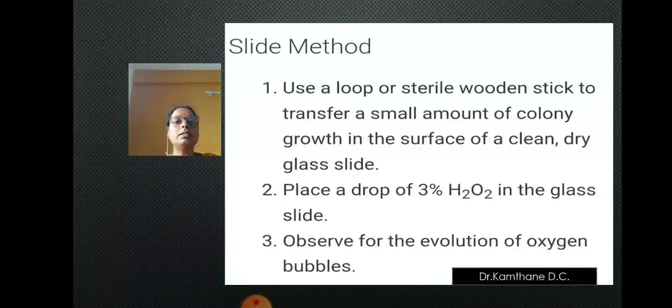Next method, that is the slide method. In this, use a wooden or glass rod to transfer a small amount of growth to a glass slide. To this growth, add a drop of 3% hydrogen peroxide solution, and after this observe for the evolution of oxygen bubbles.